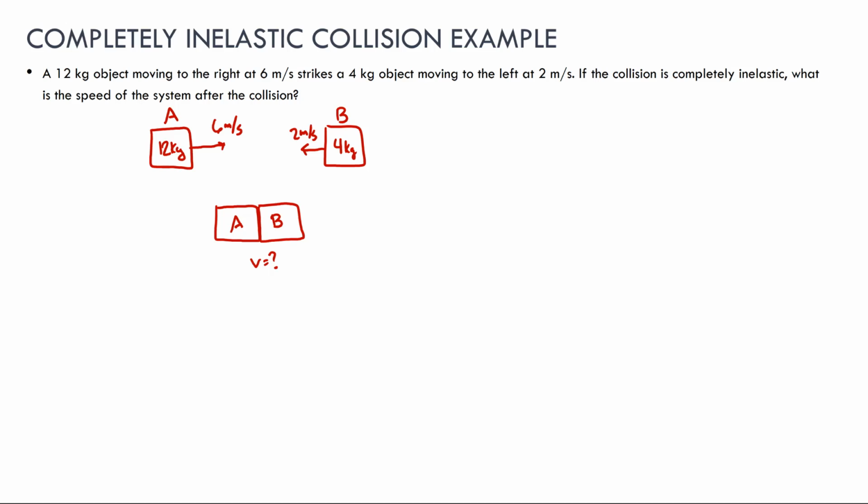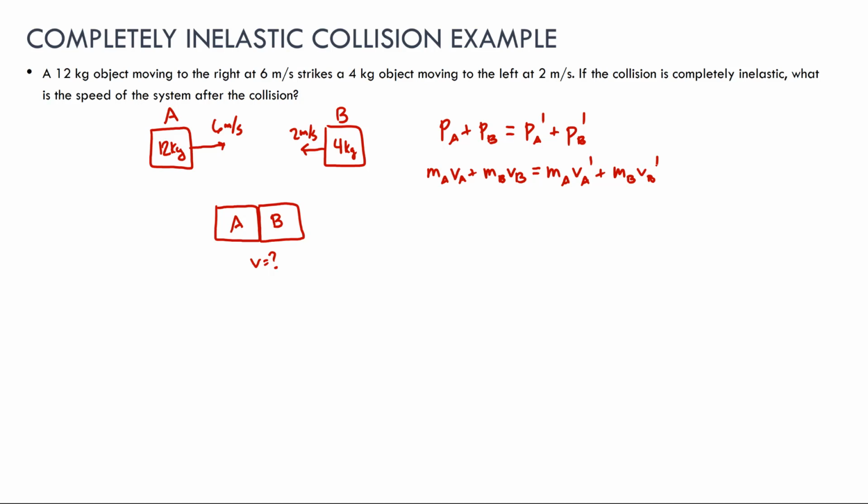Using our conservation of momentum, we know that the momentum of A plus the momentum of B before the collision equals the momentum of A after the collision plus the momentum of B after the collision. So again, just like all the other problems, it's MA times VA plus MB times VB, and that's going to equal the mass of A times VA prime plus the mass of B times VB prime.